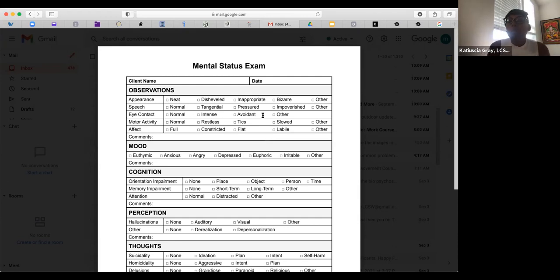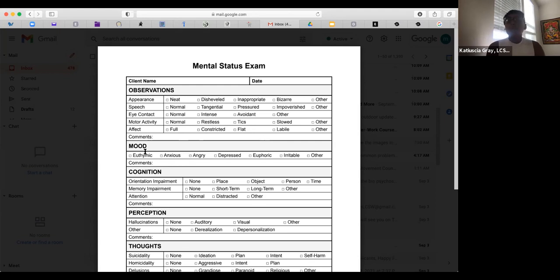We want to know about their motor activity. Is it normal? Is it restless? Are there tics? Is it slowed? We want to know about their affect, as I said. Is it full? Is it constricted? Is it flat? Is it labile? A lot of times, most of our patients will have flat affects. Flat affect is generally depression. Maybe flat affect is a little bit of PTSD.